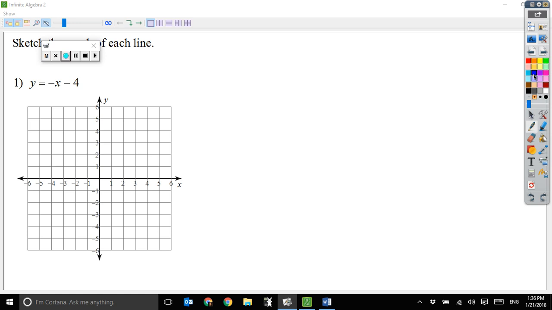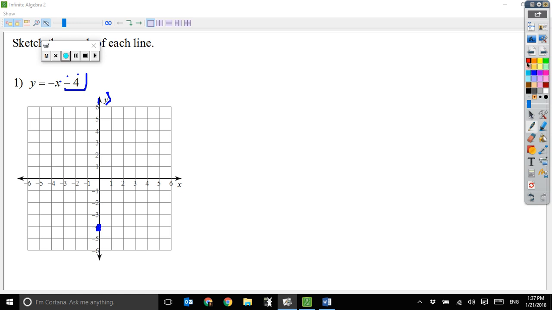So it wants me to graph this line. When I graph a line, I want to start with the y-intercept. The y-intercept here is -4, so I'm going to find that on the y-axis. -4 on the y-axis is located right there, so I'm going to put a point there.